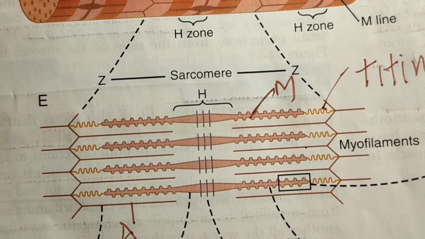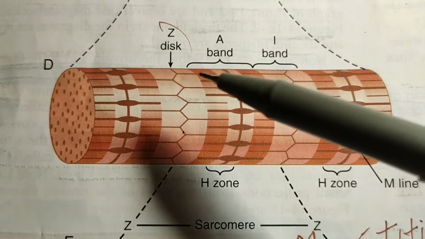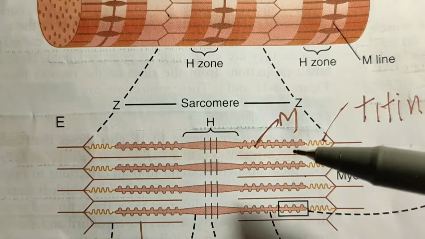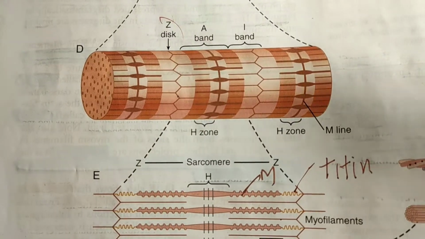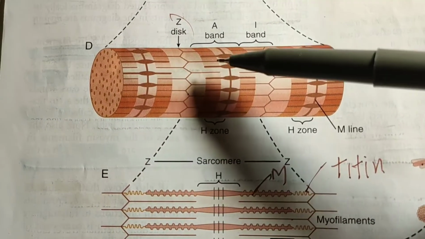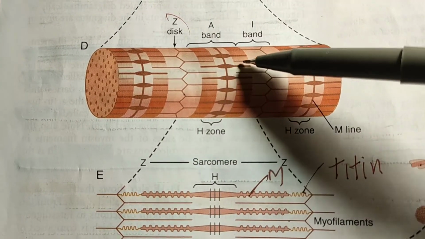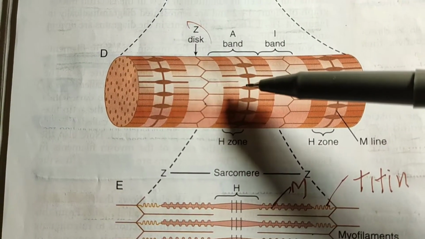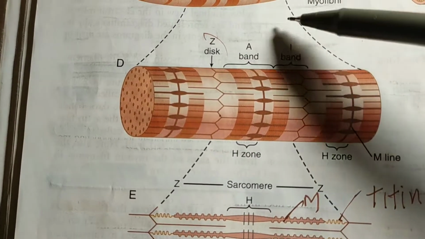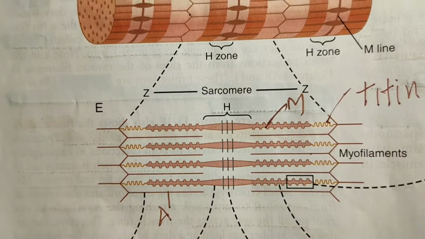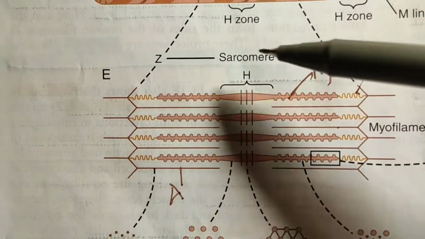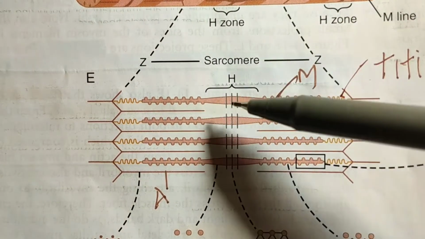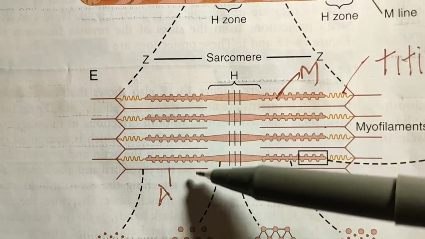So there are two bands, the A band and the I band. The I band is the area where only actin filaments are there. In the A band, there are myosin filaments as well as a little actin. The A band is anisotropic, that is, a dark band, and the I band is isotropic, that is, a light band. In the center of the A band there is only myosin. There are no actin molecules.